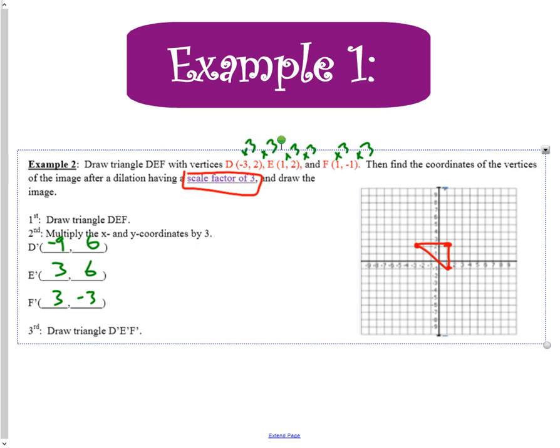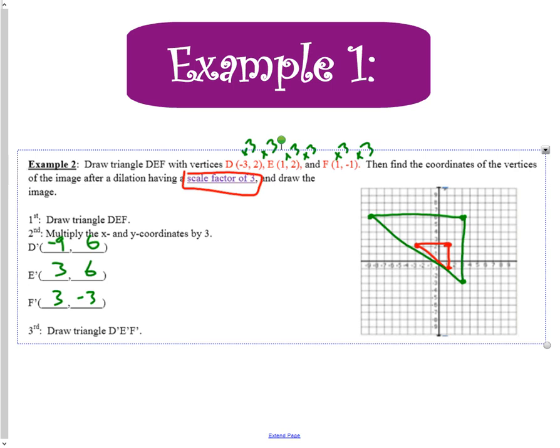So if I were to graph it now, I'd have negative 9, 6. So negative 9, back 9, then 1, 2, 3, 4, 5, 6 up. Then 3, 6: I go 1, 2, 3 to the right, and then 1, 2, 3, 4, 5, 6 up. And then 3, negative 3: 1, 2, 3 to the right, down 3. There's my new triangle. It is definitely an enlargement. That scale factor was greater than 1, so we know it's going to get bigger, and it is 3 times the size.